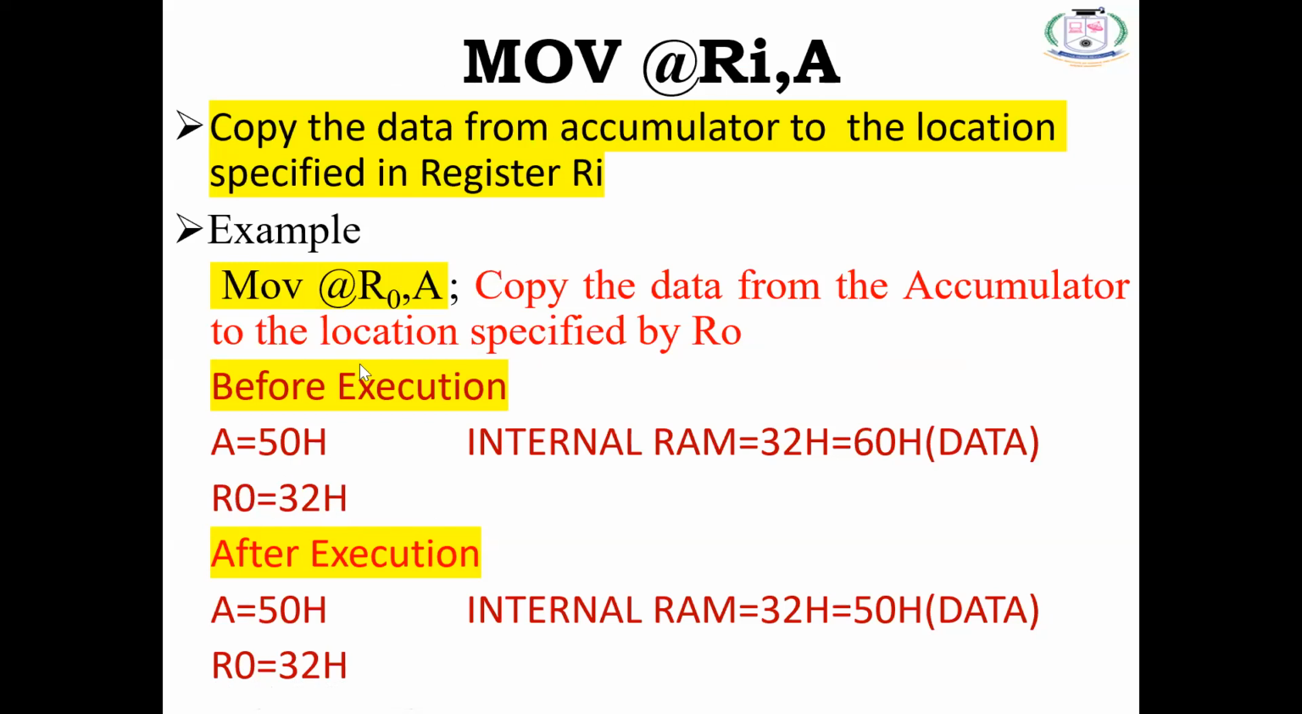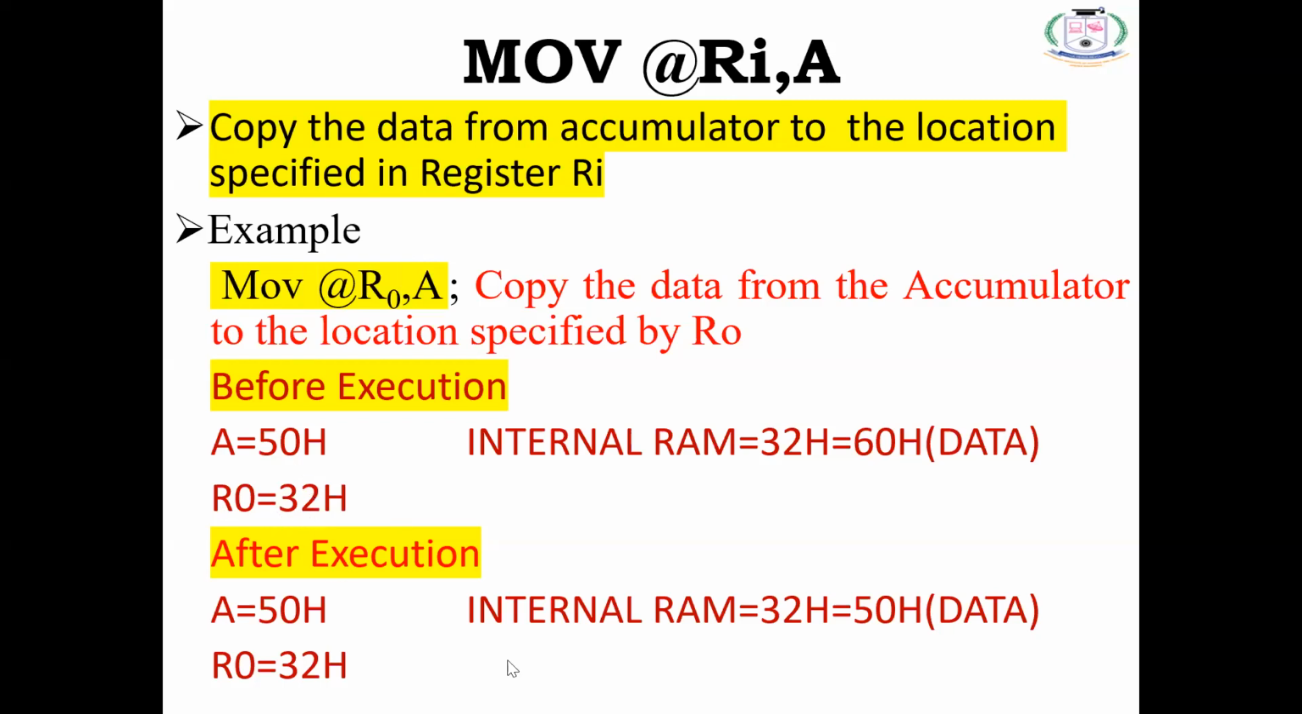@Ri means what? It goes to the location of R0. So @Ri means 32H. I have to move my accumulator content there. What is my accumulator content? 50. So 50 should move to 32. Are you clear? So MOV @Ri, A means my accumulator content, 50, should move to @Ri. @Ri means what? At 32.